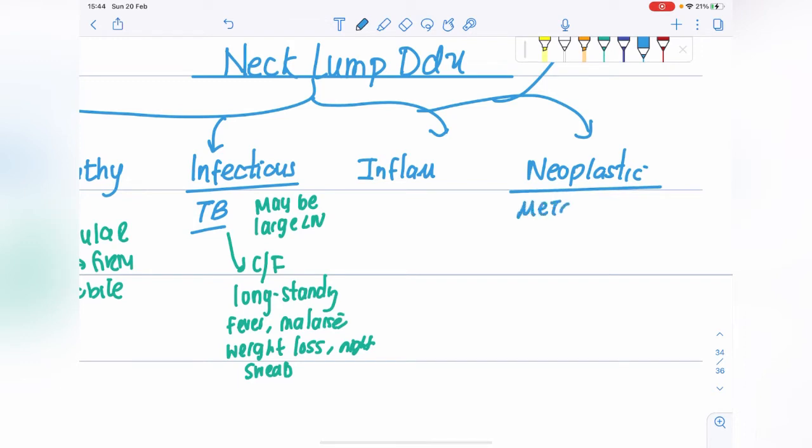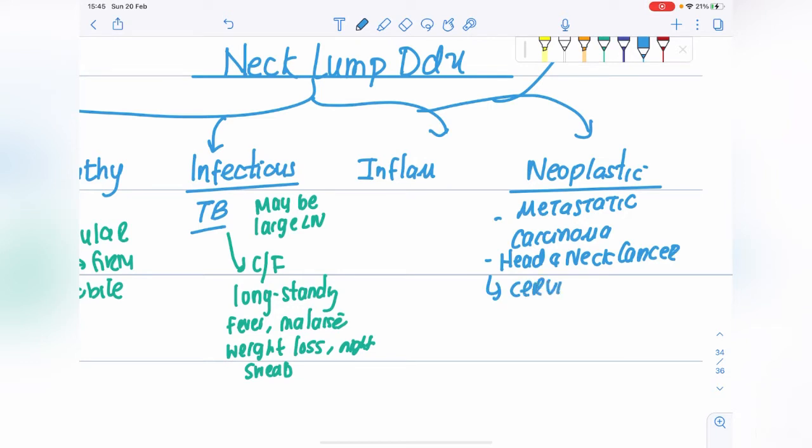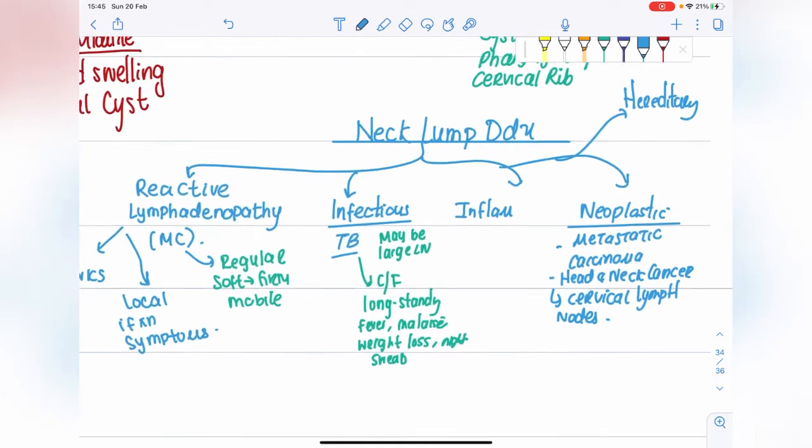So neoplastic causes may be metastasis from any head or neck cancer. This metastasis typically does occur to the cervical nodes, okay? And this presents with specific features. So I said head and neck cancer progresses and spreads to the cervical lymph nodes. So what are the clinical features here?